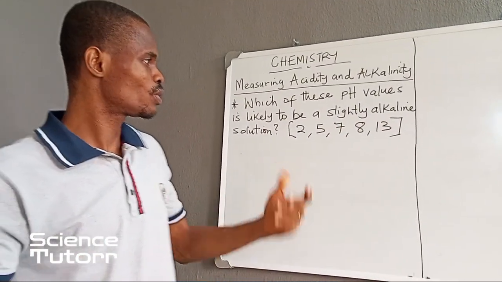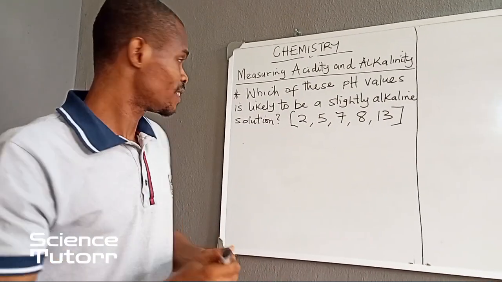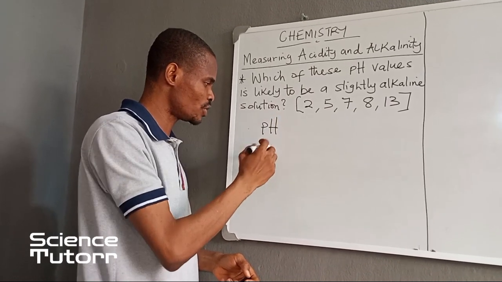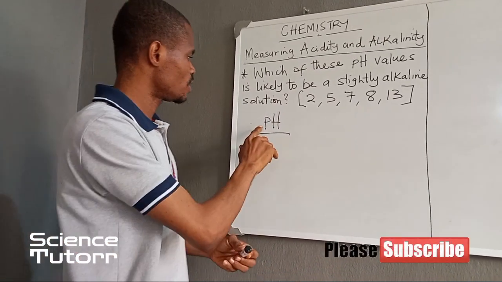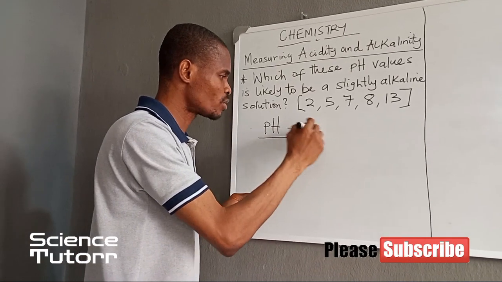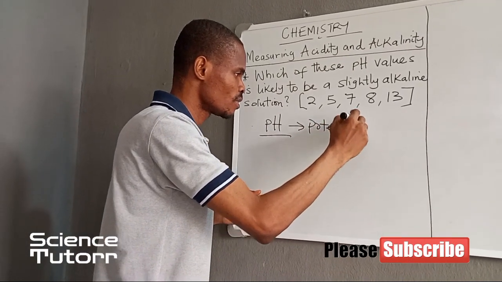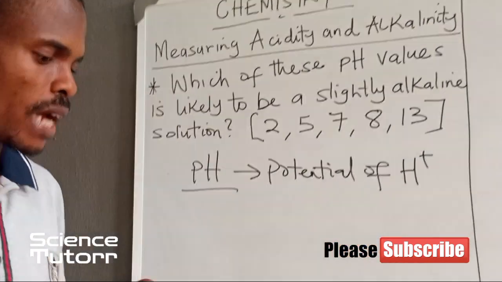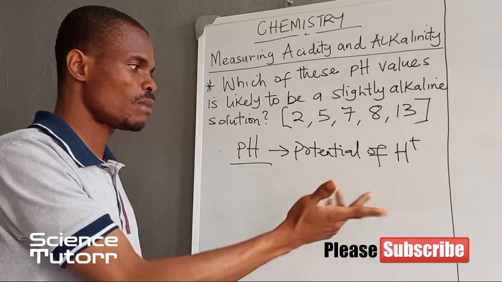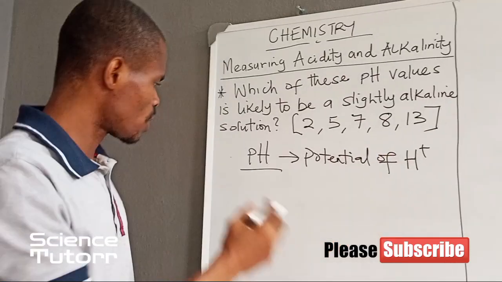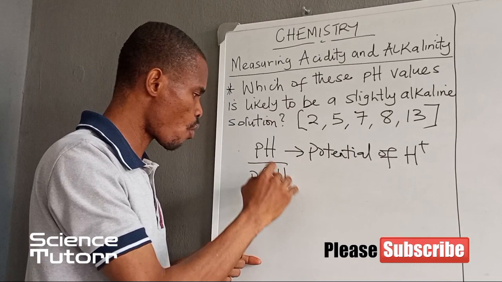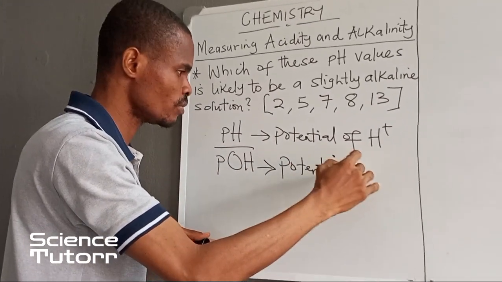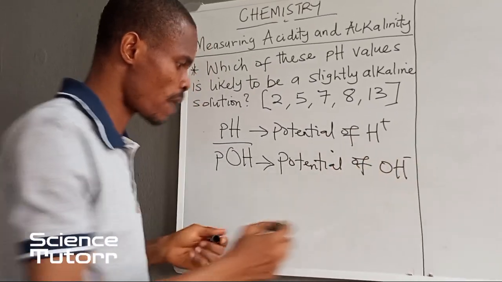Now to bring you into this topic, there is an important term I want us to look at. It is known as pH. The word pH simply means potential of hydrogen. Potential of hydrogen ion. H plus signifies hydrogen ion. So the word pH simply means potential of hydrogen ion. We also have a word we call pOH. It means potential of hydroxide ion. In this case, we say OH minus.